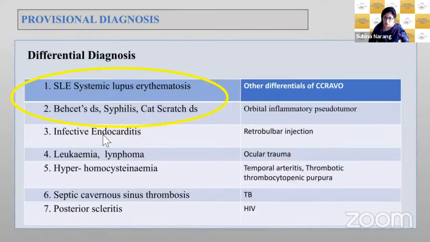However, we could not rule out the other causes: infective endocarditis, leukemia, lymphoma, hyperhomocystinemia, septic cavernous sinus thrombosis, or posterior scleritis. So whenever we see bilaterality, bilateral vein occlusion, we think of diagnoses which are beyond diabetes and hyperlipidemia.